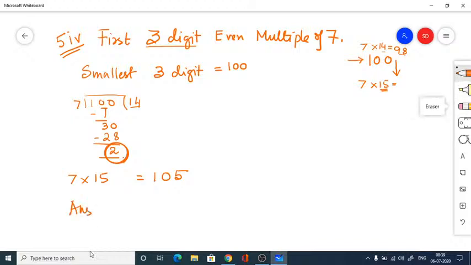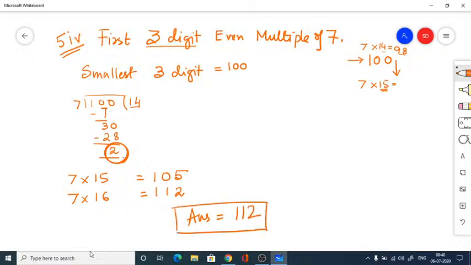Sorry, you have to find out the even multiple, right? 3-digit even. So this is odd, so this will not be the answer. Let us try the next, 7 into 16. So that should be 112. So the answer is 112. You can make a box.